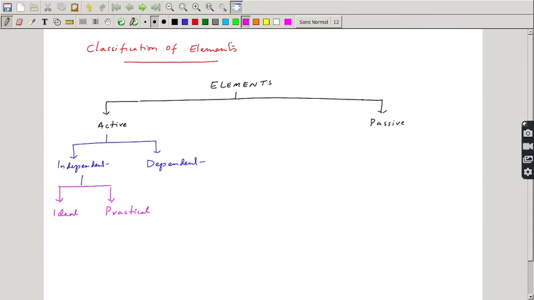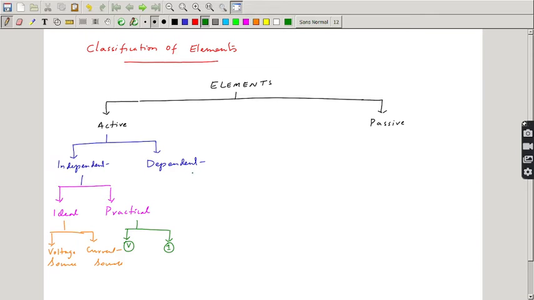The best example for an ideal active element is the voltage source, and the second one is the current source. So these are the best examples for ideal active elements, voltage source and current source. The same voltage source and current source are the examples for practical elements.